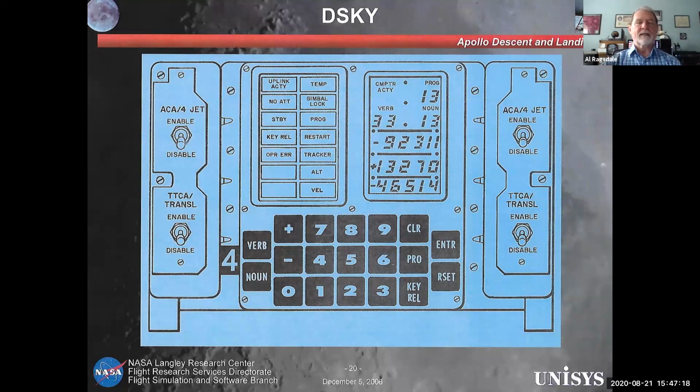It wasn't doing anything. But the one that scared everybody was this program alarm here that came on during the landing, which meant the computer's telling you you've got a problem, and it would replace these numbers with a 5-digit code. Notice there's no decimal point. You had to know where the decimal point was in the numbers to use this. Anyway, that was the DSKY.